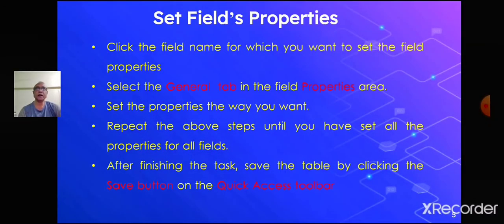Now students, let us see how to set field properties. For this, first click the field name for which you want to set the field properties. Select the General tab in the Field Properties area. Set the properties the way you want. Repeat the above steps until you have set all the properties for all fields. After finishing the task, save the table by clicking the Save button on the Quick Access toolbar.